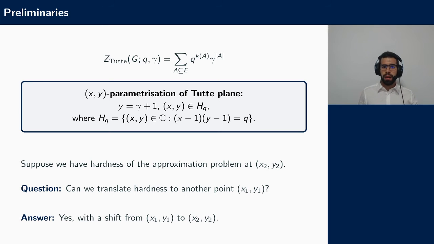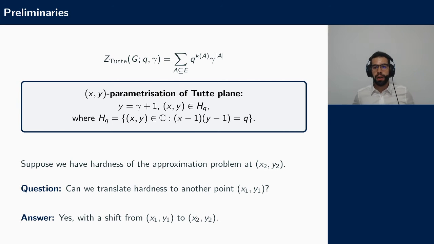So here we have the random cluster definition of the Tutte polynomial that we saw before. There is another definition known as the XY parameterization of the Tutte polynomial. This is really a change of variables, and it will be useful later on. That's why I'm including it here. So the change of variables is y is gamma plus 1, so y is as it was before for the Potts model, and we choose x such that (x minus 1) times (y minus 1) is q. So basically (x, y) is in this set H_q, defined on the slides.